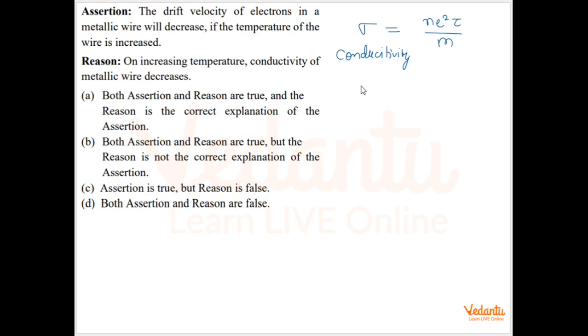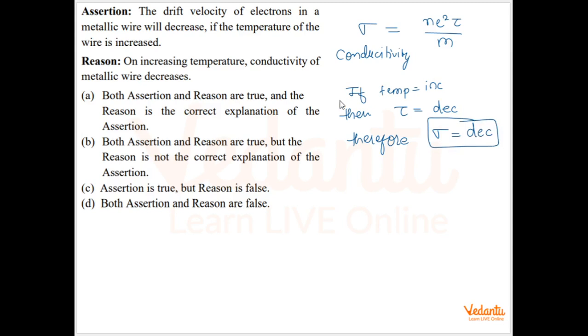Now you have to understand that if temperature is increased, then in that case the relaxation time decreases because the electrons start moving faster, they start colliding faster with each other, therefore the time between two collisions decreases. And in that case, you can say that the conductivity of a metal definitely decreases. So the reason is correct, it is true.